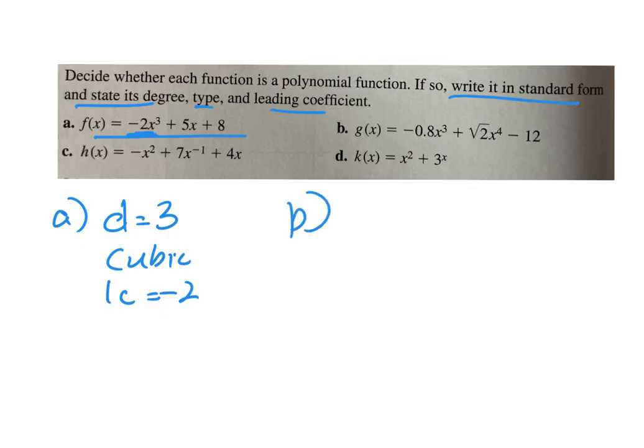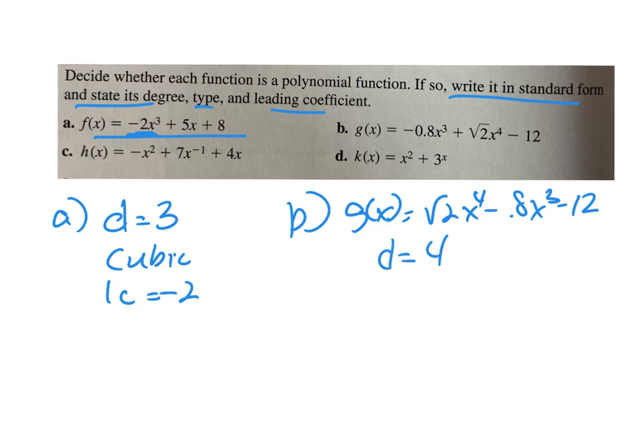B is not in standard form, so we have to put it in standard form first. The x to the 4 should come first, followed by the x cubed, and then the 12. The degree, what's the biggest exponent? 4. It's a quartic because the degree is 4. And what's the leading coefficient? The very first coefficient, if it's in standard form, is square root of 2. Let's do one more of these. Well, these two are good.